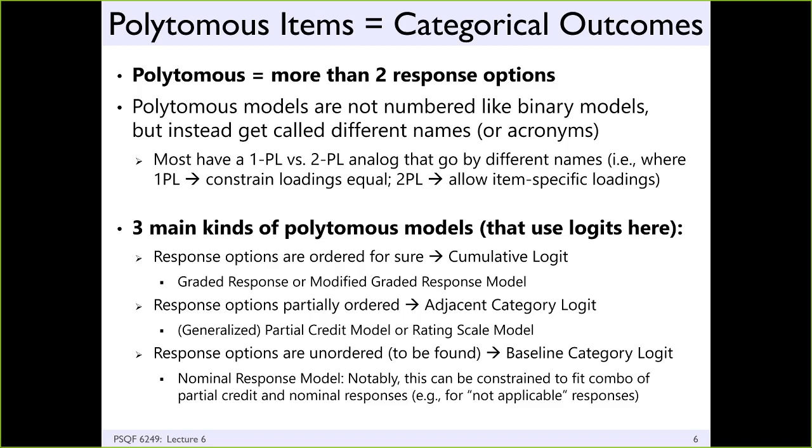So all three of these things work the same way. All three of them create C-1 binary submodels to predict the logit or the probit of the response in the higher category or the lower category, depending on your software. The difference is in how they form the binary submodels.